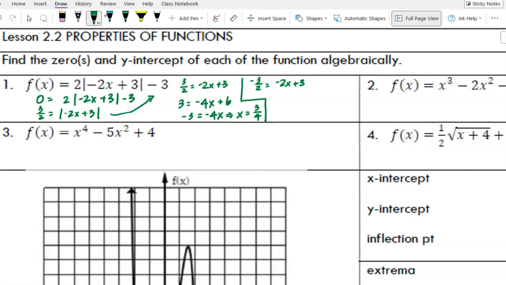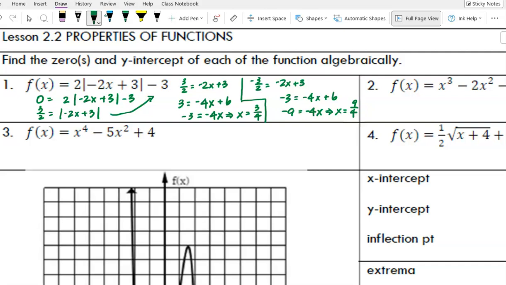And then multiply that by 2. So negative 3 equals negative 4x plus 6 on the other, which gives negative 9 equals negative 4x. And this implies that x equals 9/4. So those are the two x-intercepts.